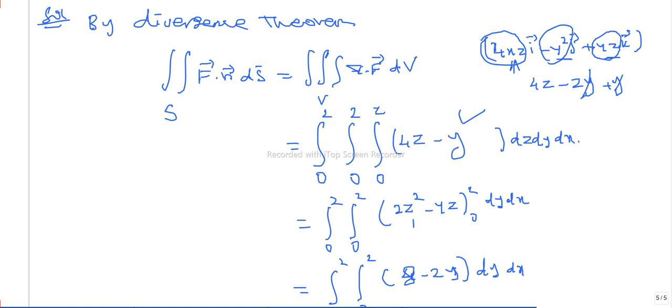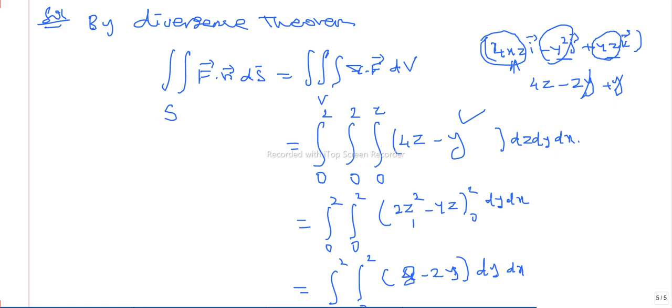These are the applications of the divergence theorem. All are similar problems. Once you find the limits, you can easily solve the problem.